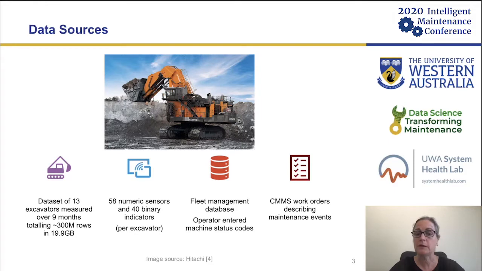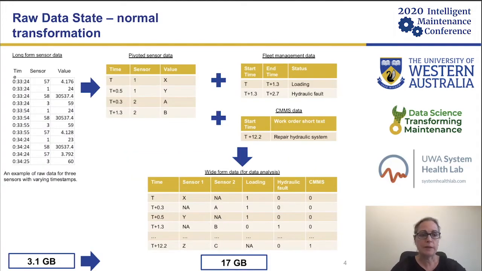First, the fleet management database is a database into which the operator enters machine status codes, such as waiting, loading, scheduled maintenance, and also various events of interest, such as hydraulic faults. And we have the computerized maintenance management system, which has work orders describing maintenance events that are actually performed on the excavators. We're going to spend a bit of time describing the data.